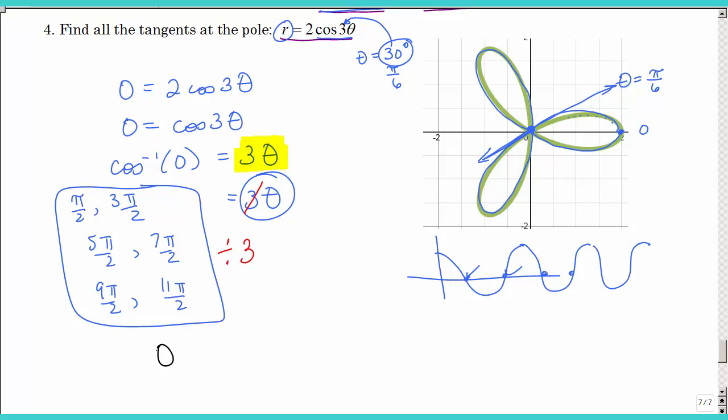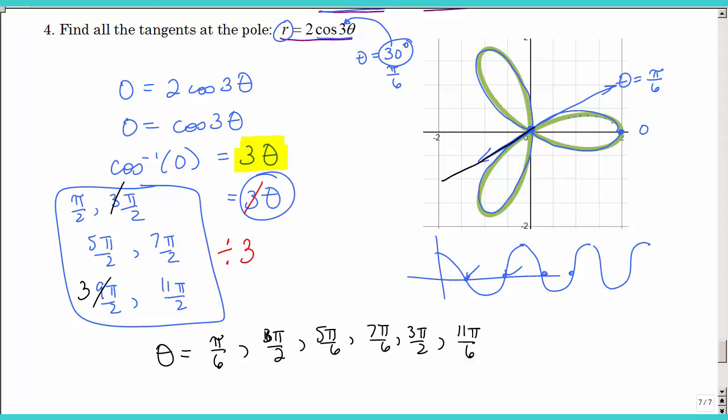Now divide all of those by 3. And I know this is really sloppy. Bear with me. So theta is going to be pi over 6. And if I divide this one by 3, I would get just pi over 2. Then 5 pi over 6, 7 pi over 6. If I divide that one by 3, where are all those lines? Well, this line is at pi over 6, but it's also known as 7 pi over 6. So really, these two are the same line.